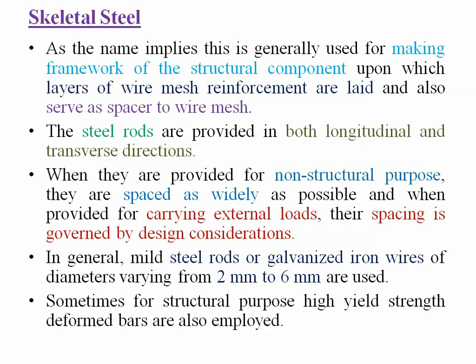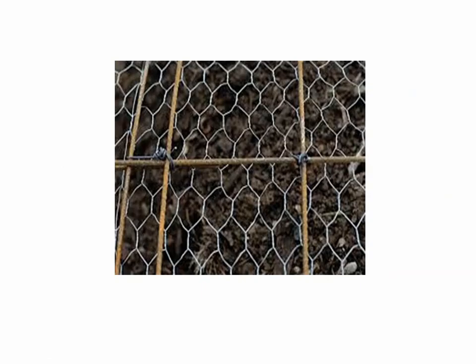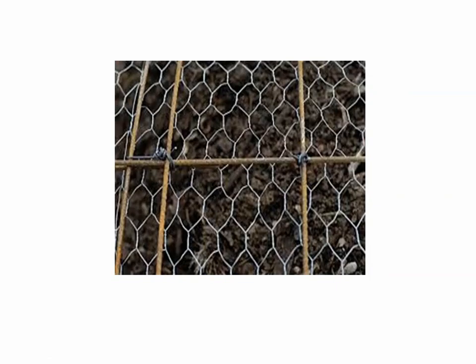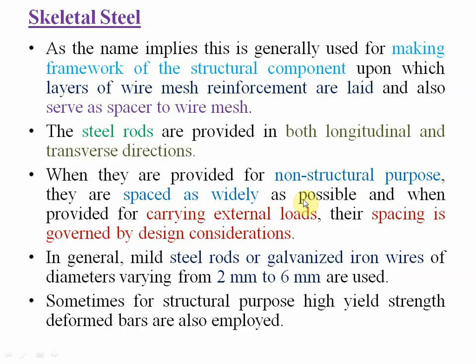In general, mild steel rods or galvanized iron wires of diameter varying from 2 to 6 mm are used for these skeleton steel bars. Sometimes, for structural purposes, high yield strength deformed bars are also used in this skeleton steel. So this is called skeleton steel, where steel rods of diameter 2 to 6 mm are used.